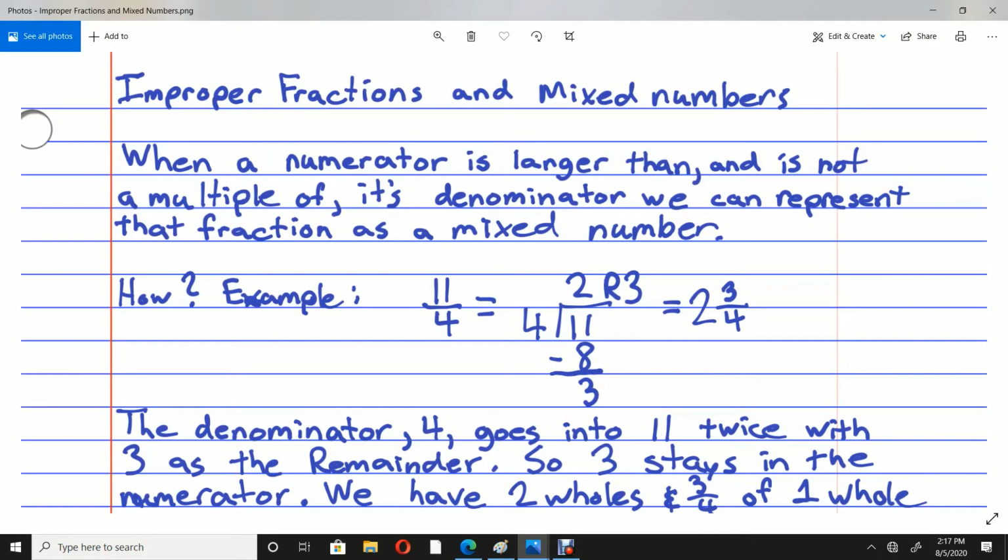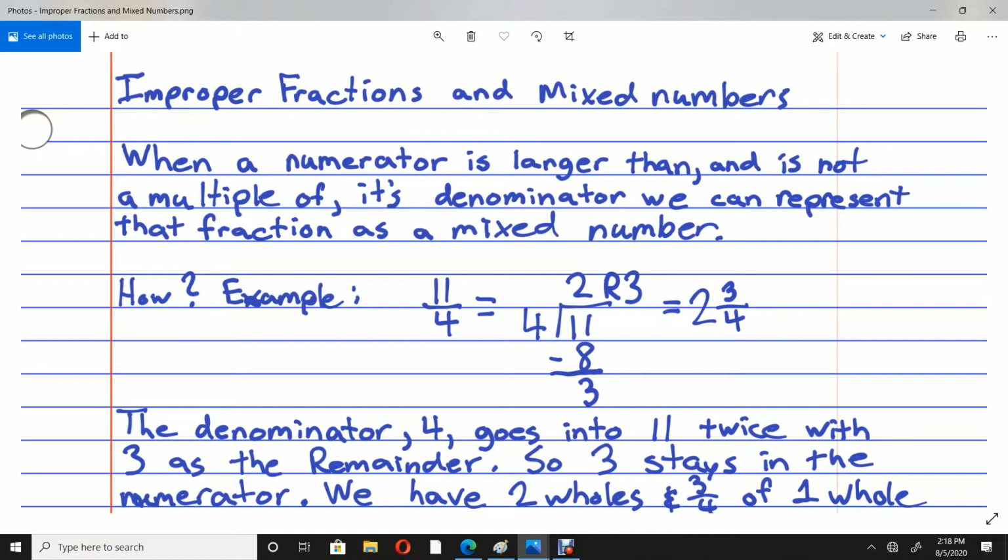All right, continuing your notes on fractions, we'll continue by taking notes on improper fractions and mixed numbers. Some of you may know that these are essentially one and the same. When a numerator is larger than and is not a multiple of its denominator, we can represent that fraction as a mixed number. I have my example down here. You have 11 over 4, which can be rewritten as 2 and 3/4, and I showed you how I worked that out. Y'all have done remainders in division before, right?